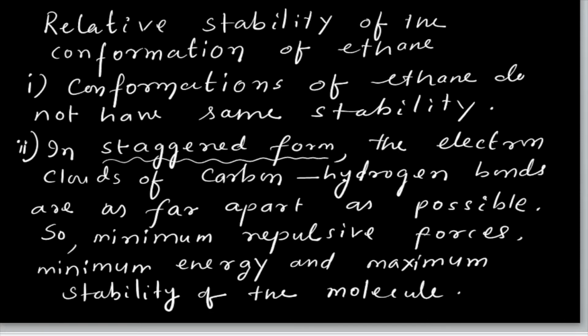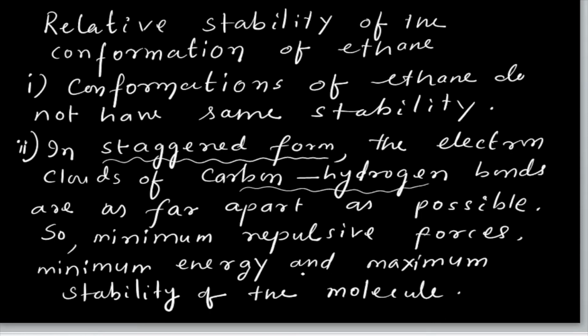The question is why. In staggered form, the electron clouds of the carbon-hydrogen bonds are as far apart as possible. Staggered form means far away. That means the electron clouds of the carbon-hydrogen bonds are far away as possible, so there is minimum repulsive force. If the electron clouds are near to each other, then the repulsive force is more. But in staggered form, the hydrogen atoms are far away, which means the electron clouds of carbon-hydrogen bonds are far away.